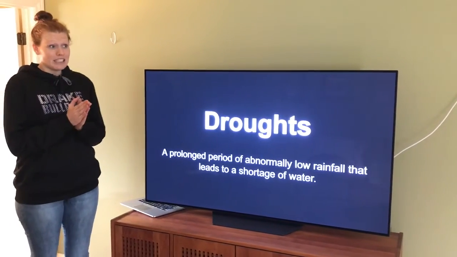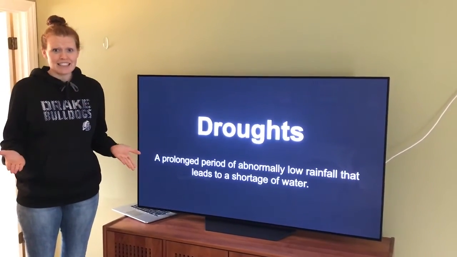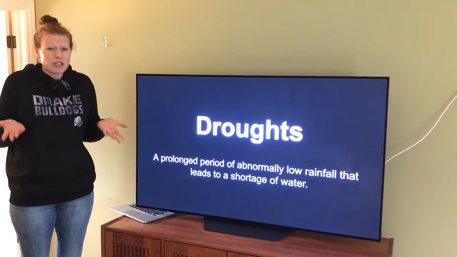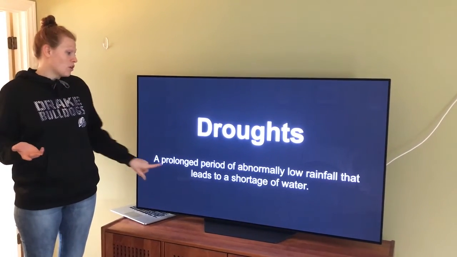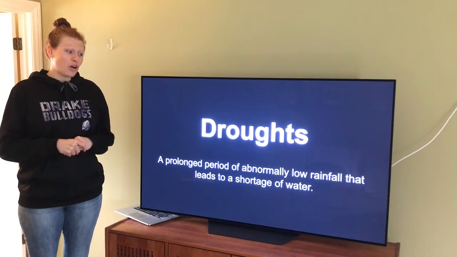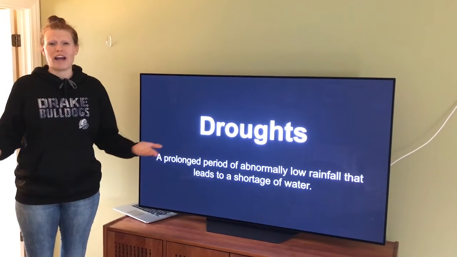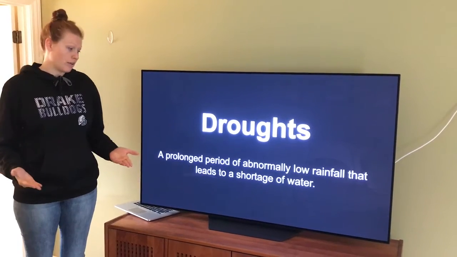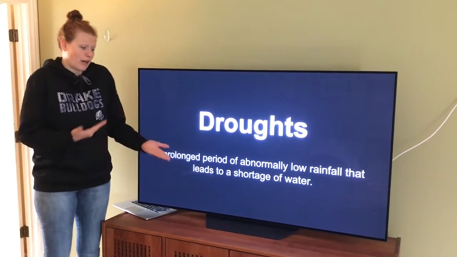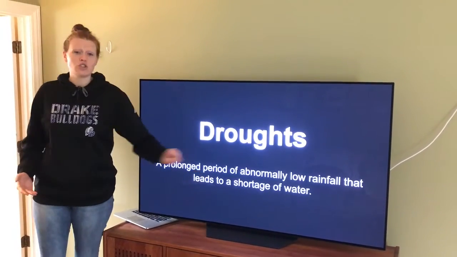So, this means it's not normally like this. We get rain on a pretty regular basis. A prolonged period of abnormally low rainfall, that's a long time that they're not getting the correct or normal amount of rainfall. Okay, so that's what decides if it's a drought or not. And it leads to a shortage of water.